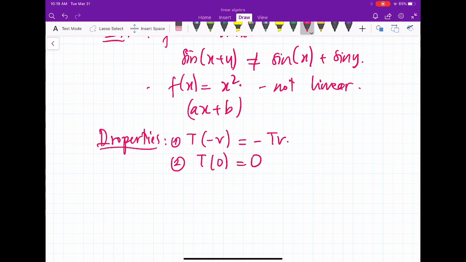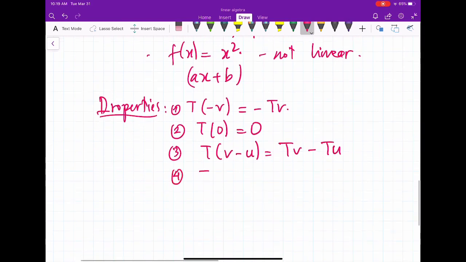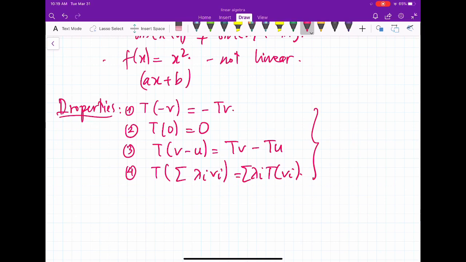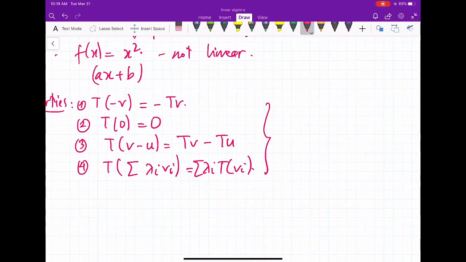This is obvious because T is linear. The next one, you have T of v minus u. That is Tv minus Tu. And the last one, T of the sum of lambda i vi. That is just the sum of lambda i T vi. All these properties are trivial if you look at linear transformations from the point of view of matrices, so you can see all these properties from properties of matrix multiplications. Make sense?